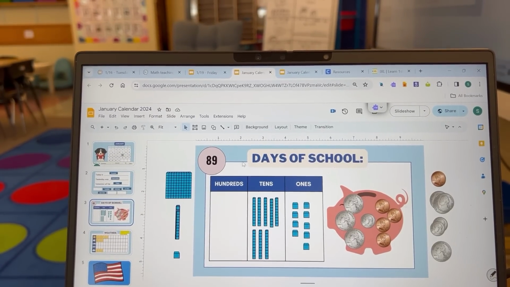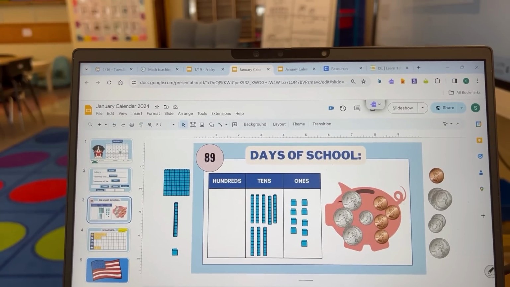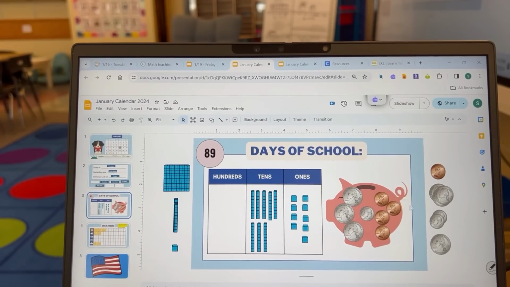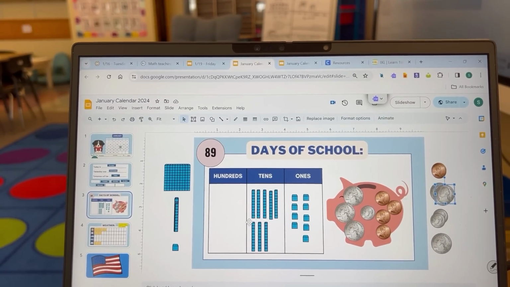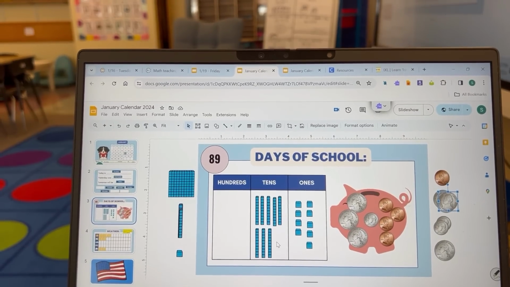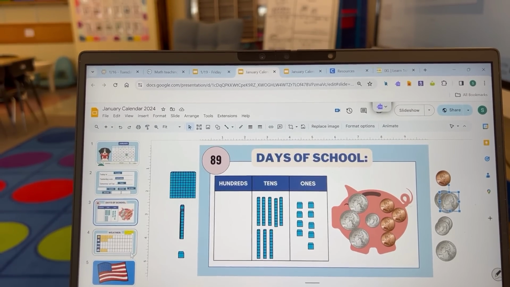We've got a big day today because it is the 90th day of school. So not only in our piggy bank are we going to exchange 5 pennies for a nickel, but also over here, we're going to move our tens block over and exchange those 10 ones for a 10. So it'll be a big day.